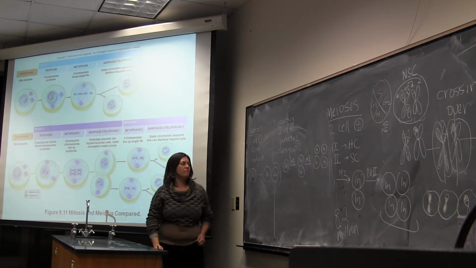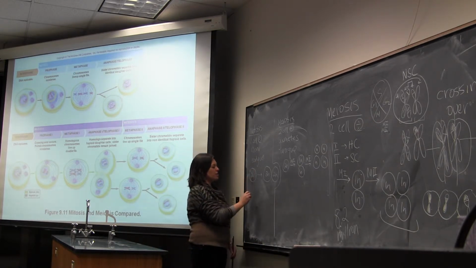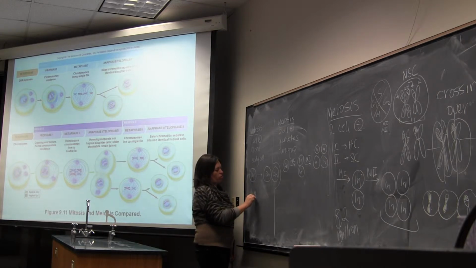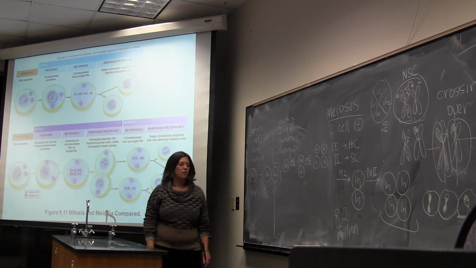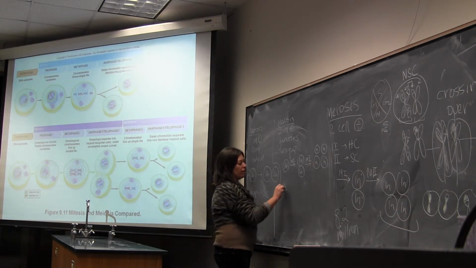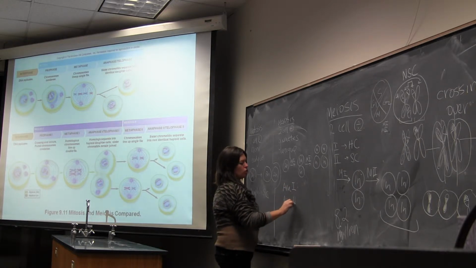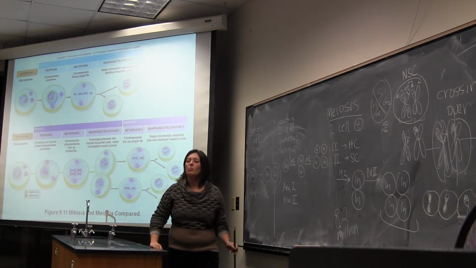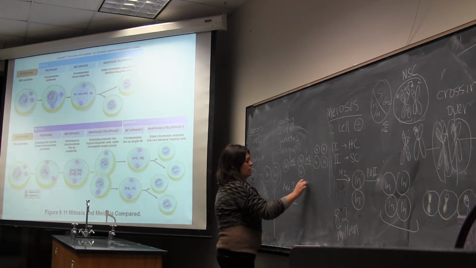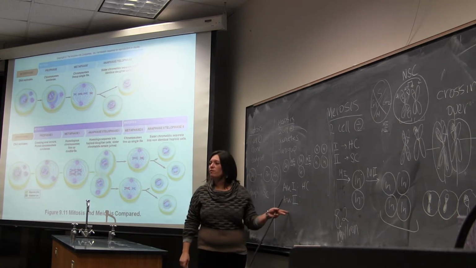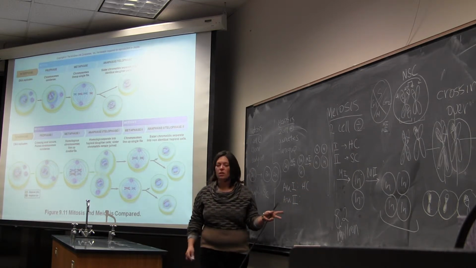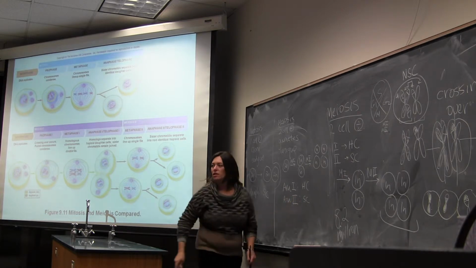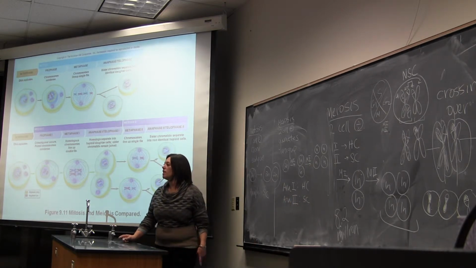And again, in mitosis, in anaphase, we're separating the sister chromatids from one another. Here, we have 2 anaphases. We've got anaphase 1, and we've got anaphase 2. In anaphase 1, what are we separating? Homologous chromosomes, right? And then in meiosis 2, anaphase 2 looks exactly like mitosis. So we're separating the sister chromatids from one another.